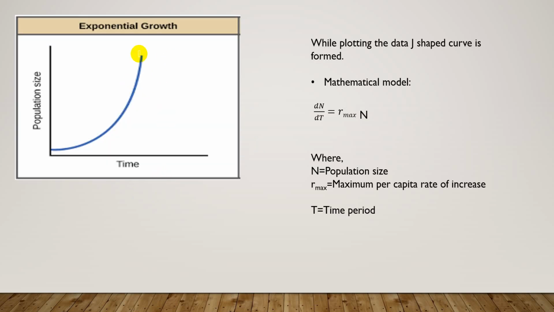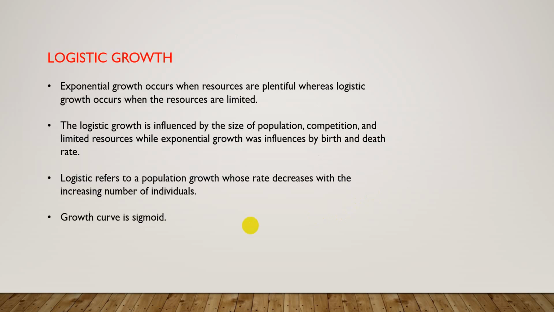Here is the graph for exponential growth. While plotting, we will get this J-shaped curve, and the mathematical model for this exponential growth is dN/dt = r_max N, where N is the population size, r_max is the maximum per capita rate of increase, and t is the time period.